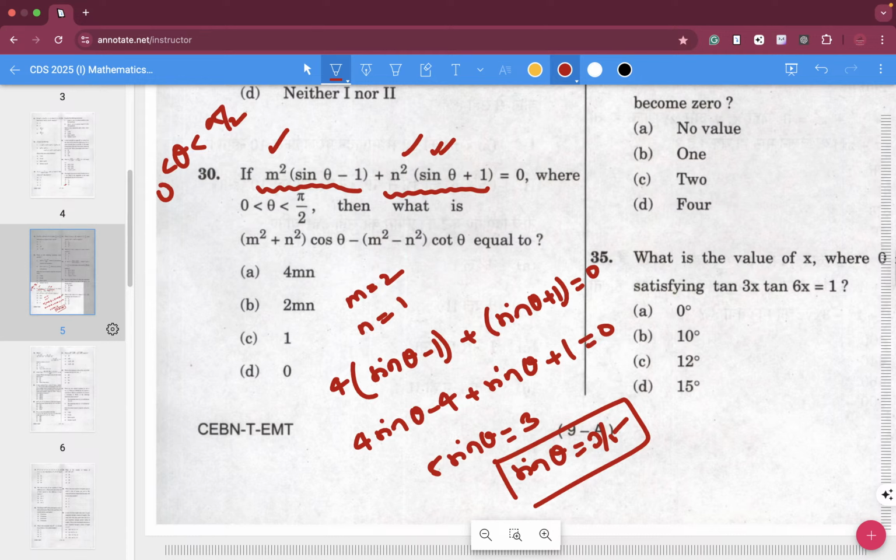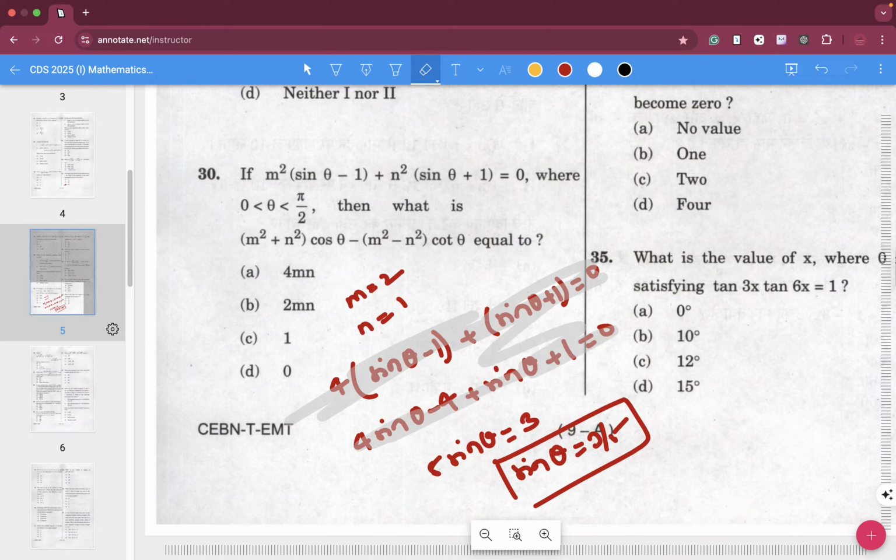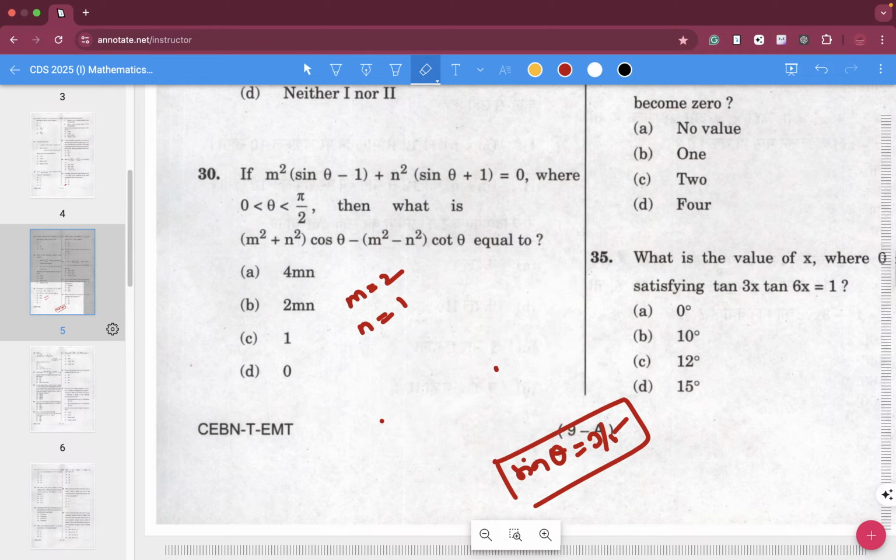And we also assumed certain values over here: m is equal to 2 and n is equal to 1. These are the values we assumed.